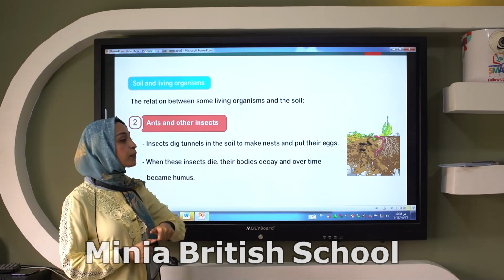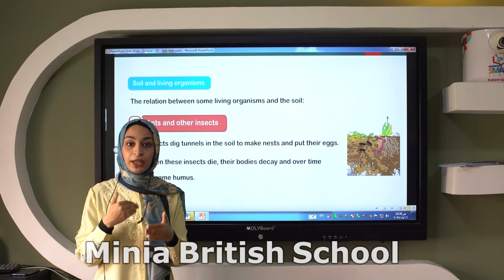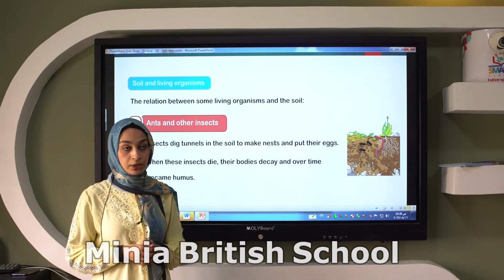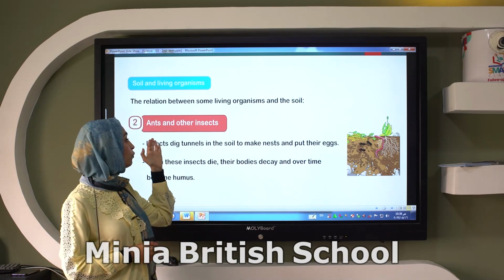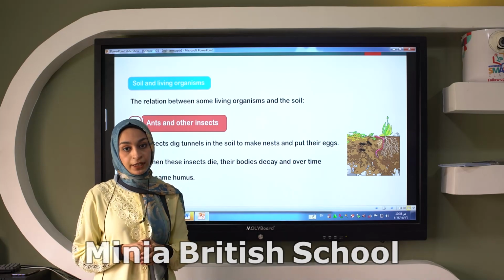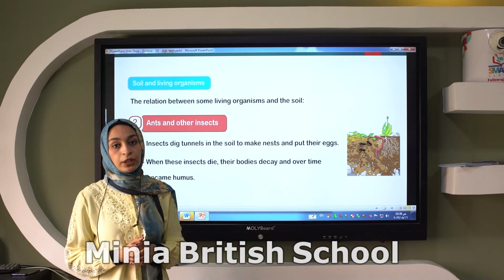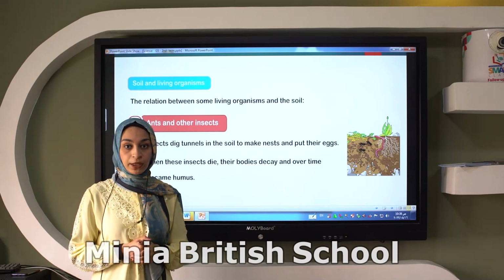What is the importance of the leaves for the soil? After their decay and death, they can form humus. What is the importance of the ants and insects? They make nests and lay eggs under the ground. But their importance for the soil is that they also form humus.